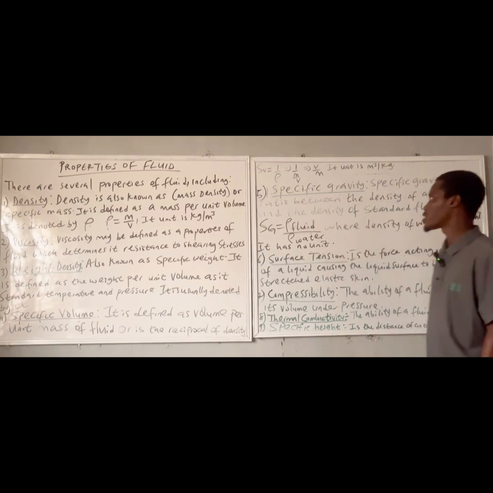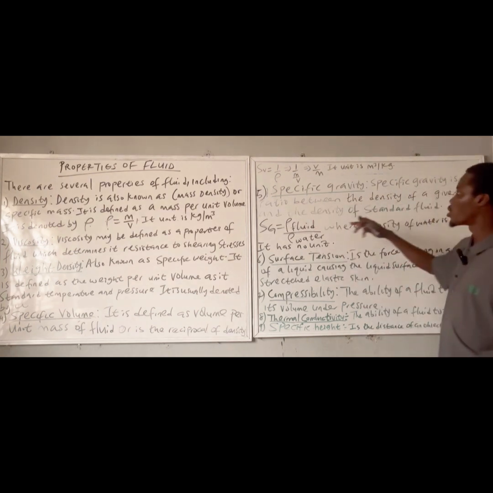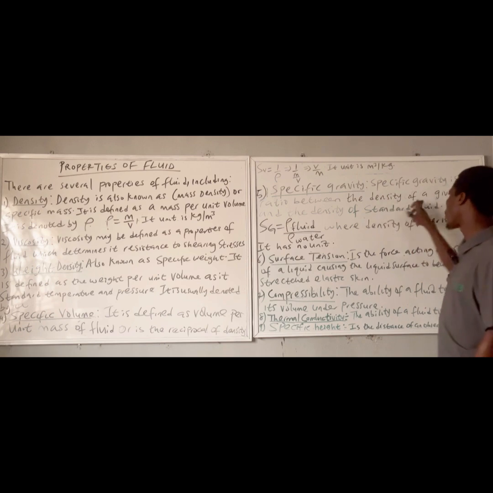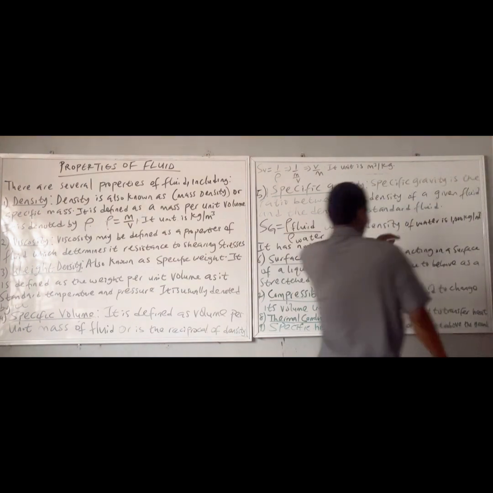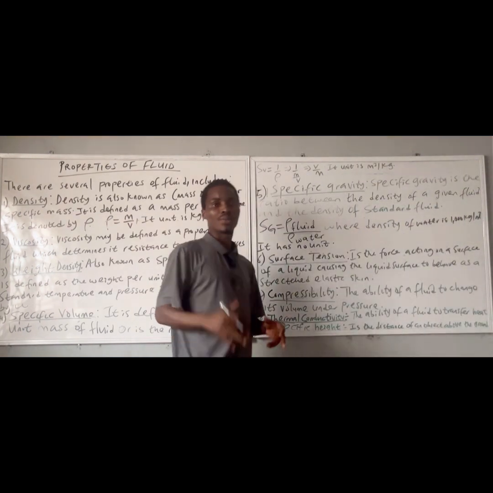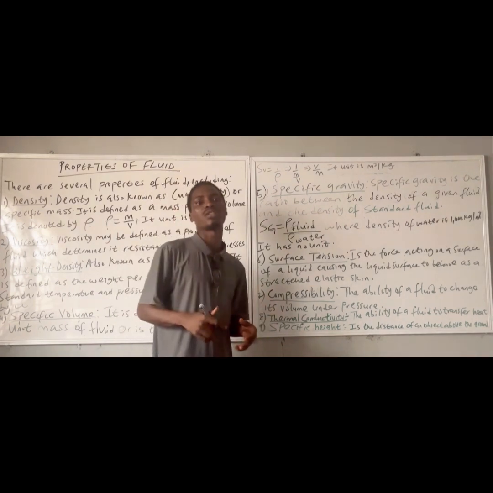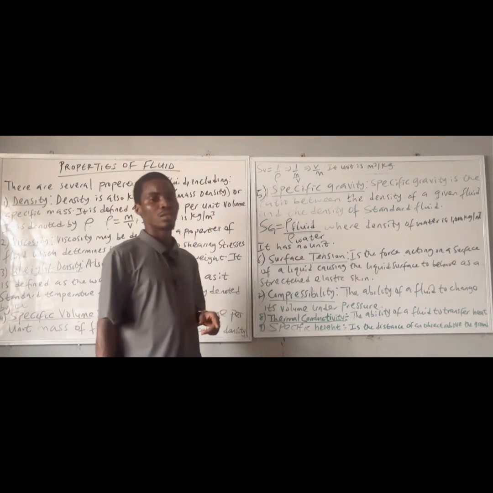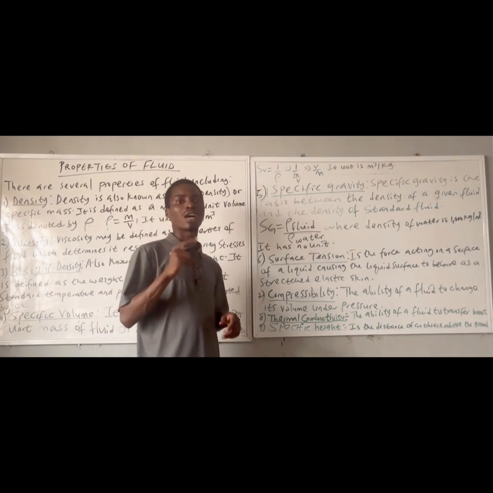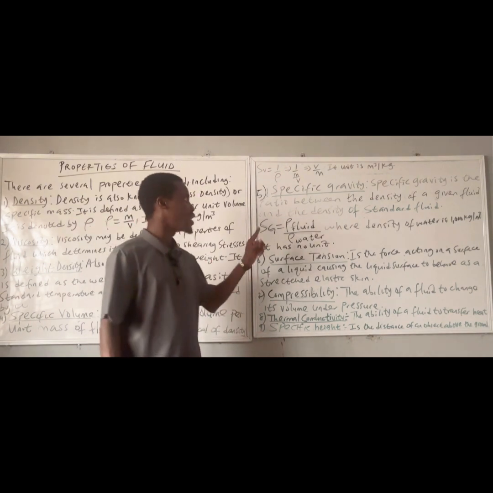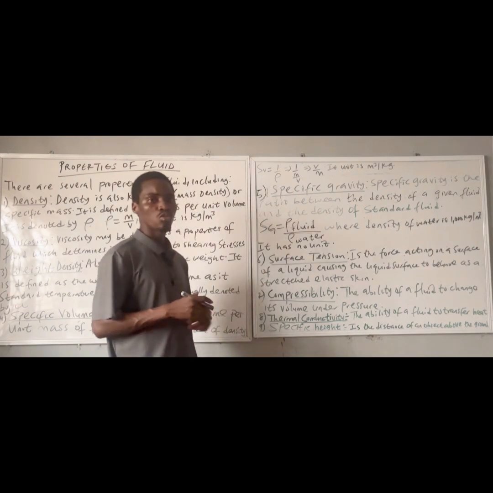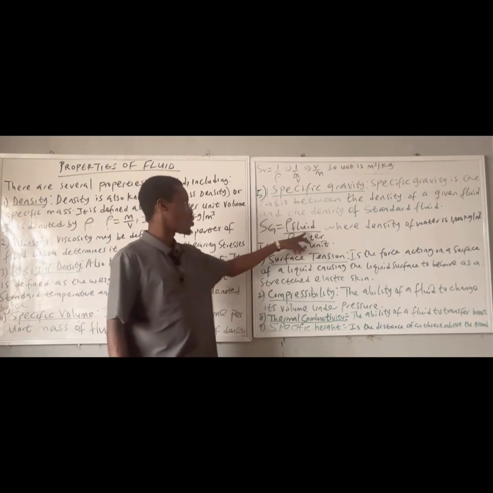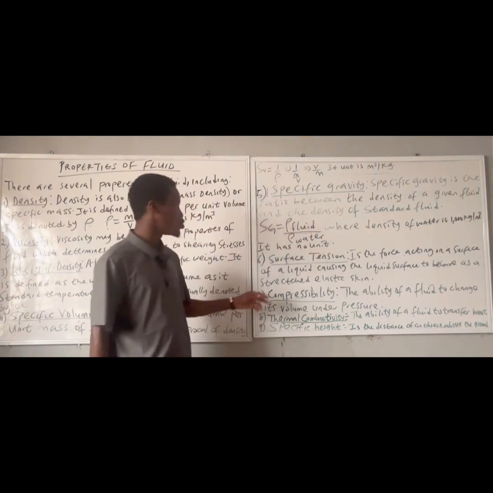Let's go to specific gravity. Specific gravity is the ratio between the density of a given fluid and the density of a standard fluid. The density of a standard fluid, which is the density of water, is always 1000 kg per meter cube. And specific gravity has no units, because it is a ratio of densities.